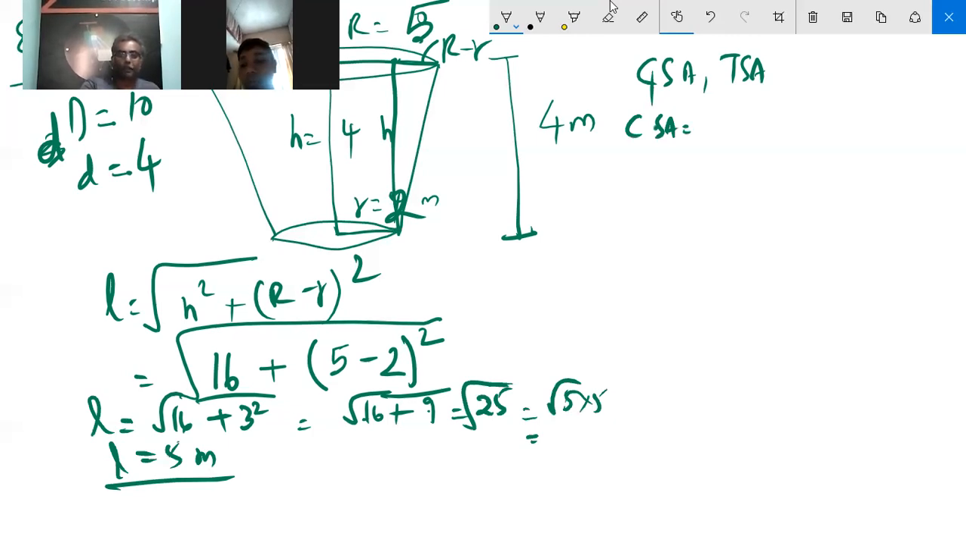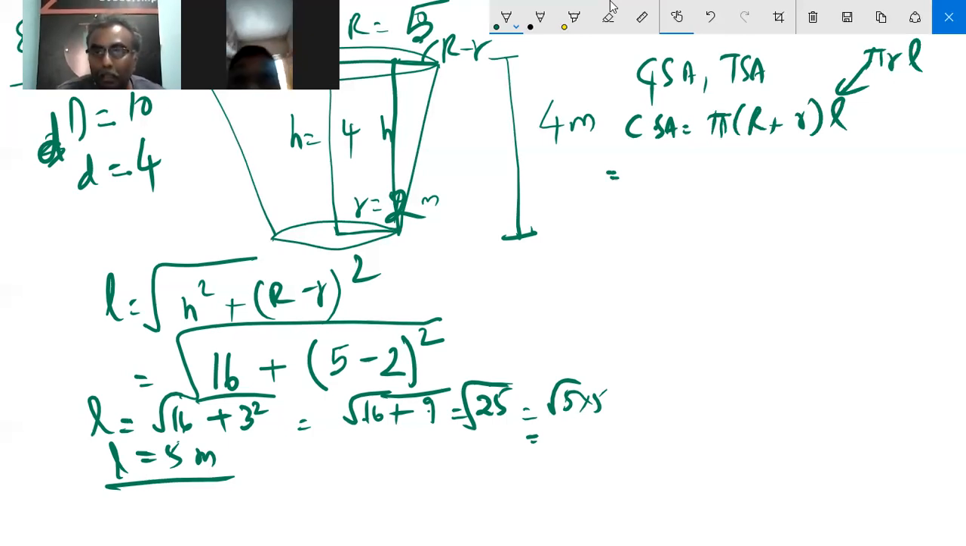Now, what is the formula for CSA of a frustum? Bigger plus smaller: pi into R plus r into L. The cone's formula is pi R L. The frustum's CSA formula is pi into R plus r into L. You are not remembering, and memorizing is also not possible. Bigger plus smaller.